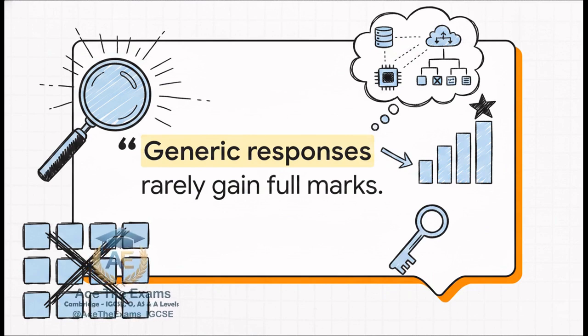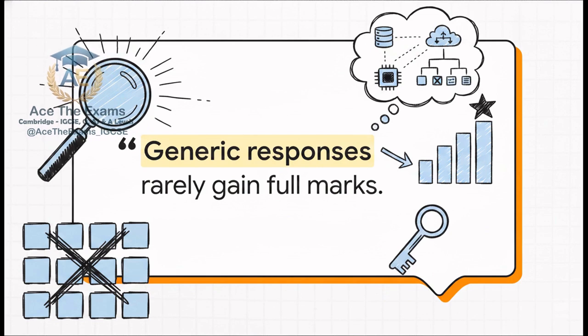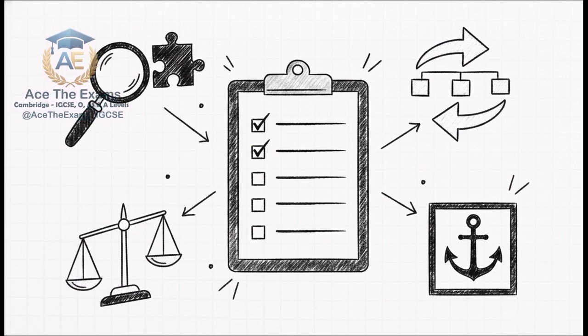We saw those red pen marks on Alex and Sam's papers. But if we transform those using our PEEL strategy, the red marks turn to green check marks. You don't just say file size increases. You say the image file size increases, which consumes more bandwidth when transmitting the image data from the robot to the central server. That is specific. That is examiner ready.